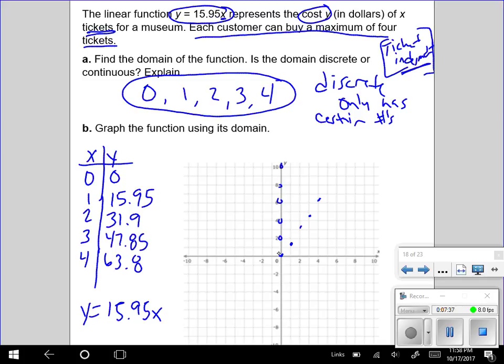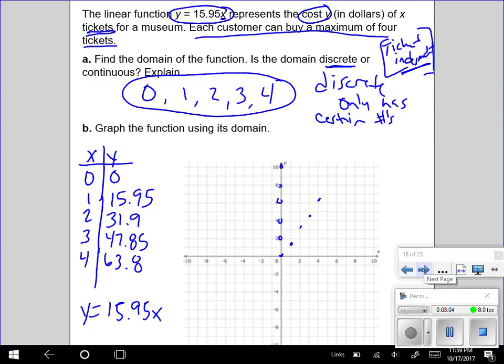So we would have this linear line here, but it would only be those points because we talked about it's discrete. So we wouldn't draw a line through there because we're not including everything in there. These are just the options for the tickets that we can buy. We can buy 0 tickets, it would cost us $0. We could buy 1 ticket, it would cost us $15.95. We could buy 2 tickets, it would cost us $31.90, and so on and so forth.